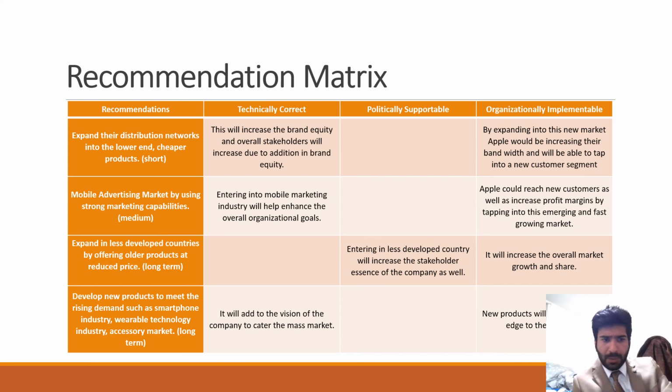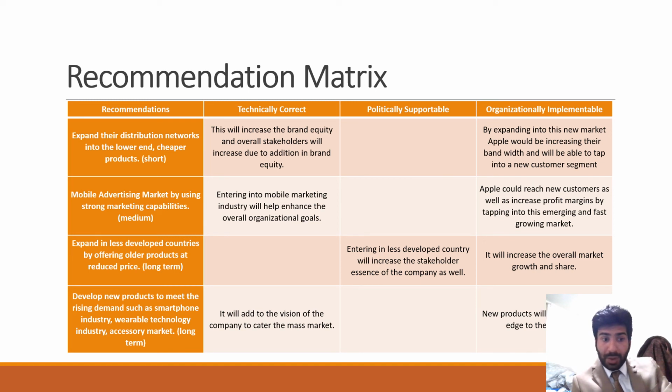So first one is that Apple should expand their distribution networks into the lower and cheaper products, which is definitely technically correct. This will increase the brand equity, and the overall stakeholders will increase due to the addition in brand equity. And it is also organizationally implementable by expanding into different new markets. Apple would like to increase their brand by being able to tap into the new customer segment.